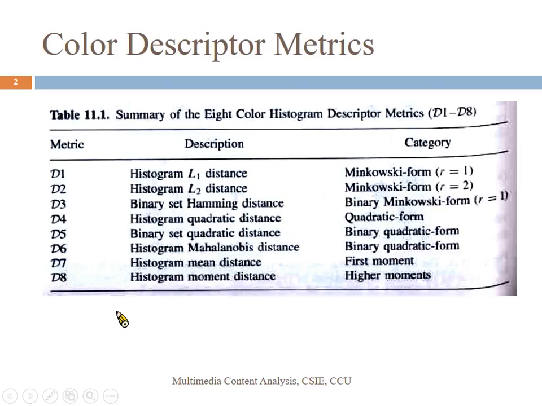This table summarizes the features and the distances we will use to measure a content-based image retrieval system. So in the following slides, we will introduce different distance metrics that are based on color histograms or binary sets. And these distance metrics belong to different types of distance. And we will evaluate the performance based on these distance measures.